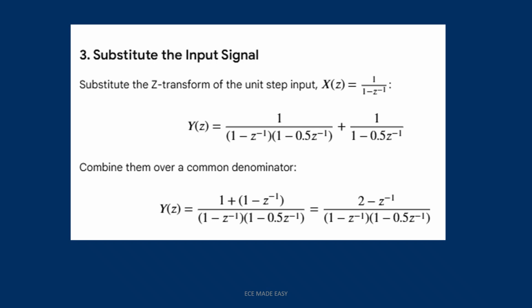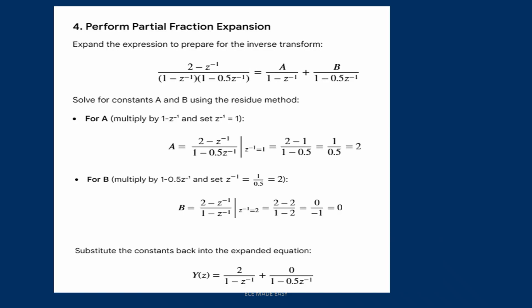Now here, as we have two roots in the denominator, again you can use the partial fraction. So in step number 4, we'll apply partial fraction. We'll write a divided by the first root plus b divided by the second root. Again, using the residue method, we are finding the values of a and b, which we got as 2 and 0.